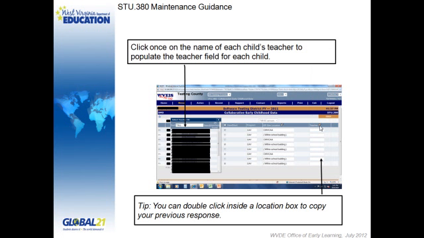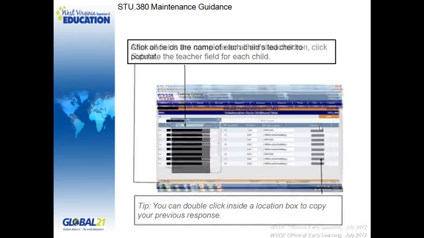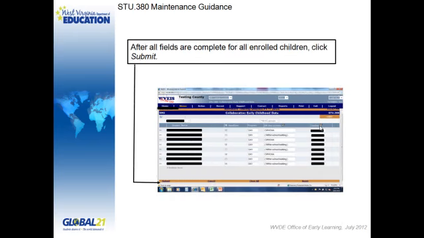So you'll click once on the name of each teacher to populate the teacher field for each child. Again, you can double-click inside a location box to copy your previous response. Now, after all fields are complete for all enrolled children, click Submit.